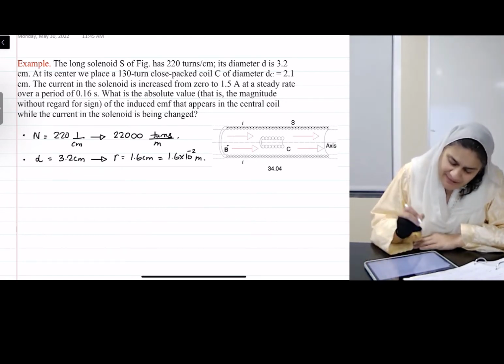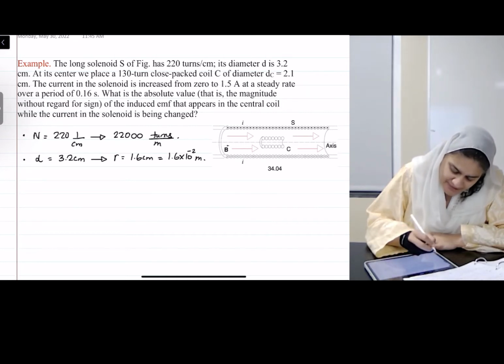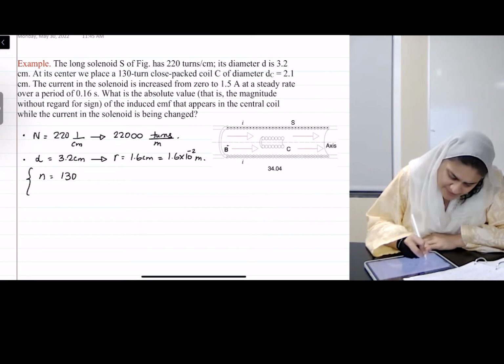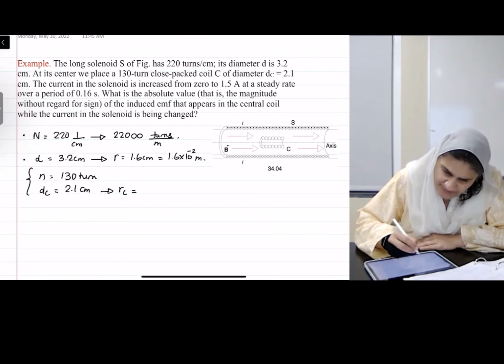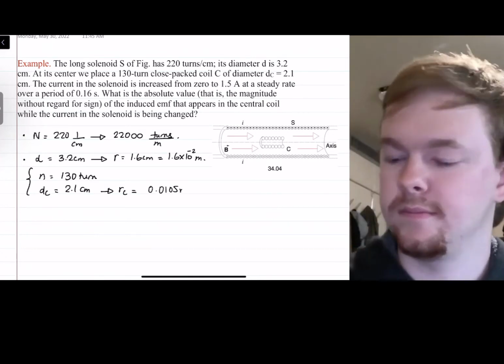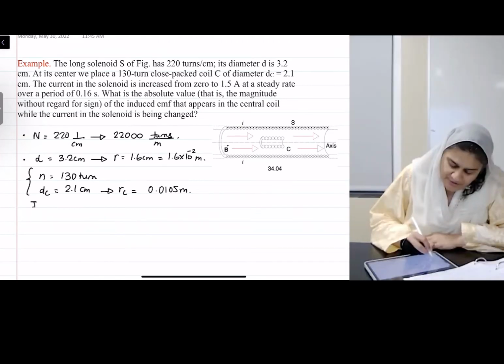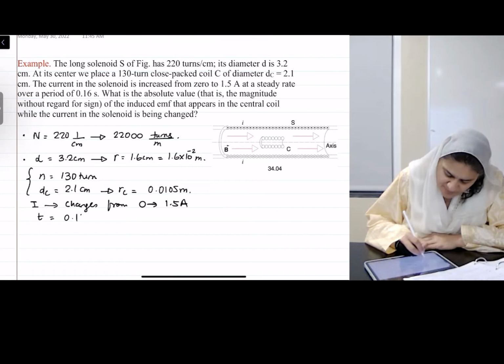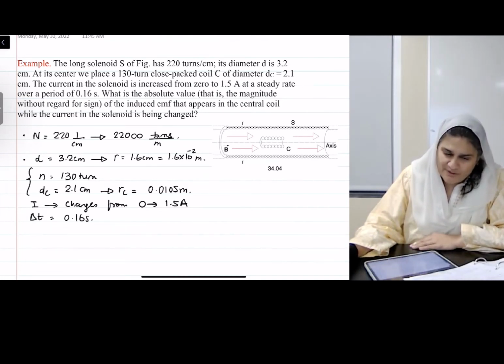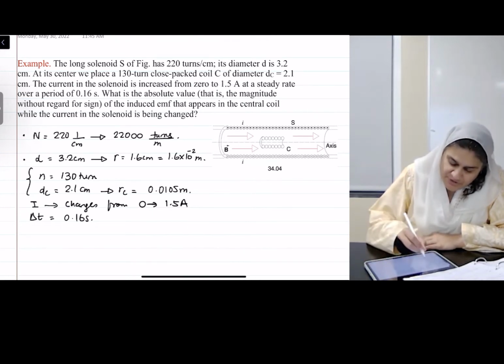Then it says the inside of it, I'll put it in as the inside, small one, N has a 130 turn closely packed coil with its diameter equal to 2.1 centimeters, which means I can write RC as 1 point something, right? So that would be 0.0105 meters. And it says that the current changes from 0 to 1.5 amps at a steady rate, and the time is going to be 0.16 seconds. So delta T is 0.16. And he's asking me, what is my induced EMF?